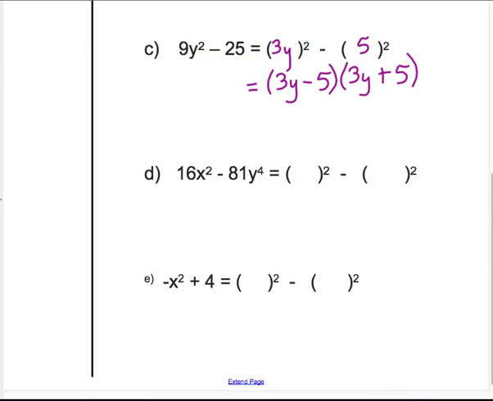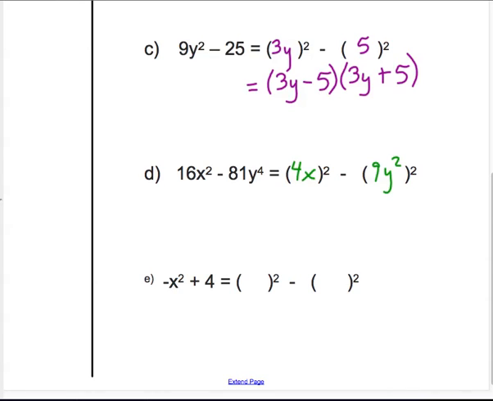The next example, we have a power other than 2. As long as the power on your variable is even, it's a perfect square, and you just take the square root by cutting that power in half. So the square root of 16 is 4. The square root of x squared is x. The square root of 81 is 9. And the square root of y to the fourth is y squared. So you just cut that power in half.